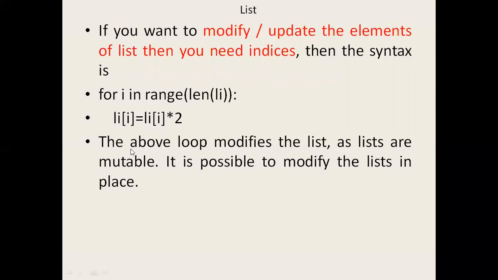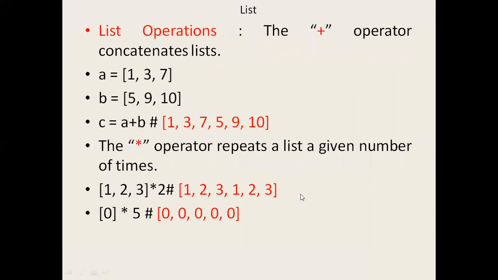So this above loop modifies the list. As lists are mutable, we can modify them. It is possible to modify the list in place. When we think about different sequences in Python, strings are immutable, whereas lists are mutable. Tuples are also immutable. We should remember this. What does this immutable mean?